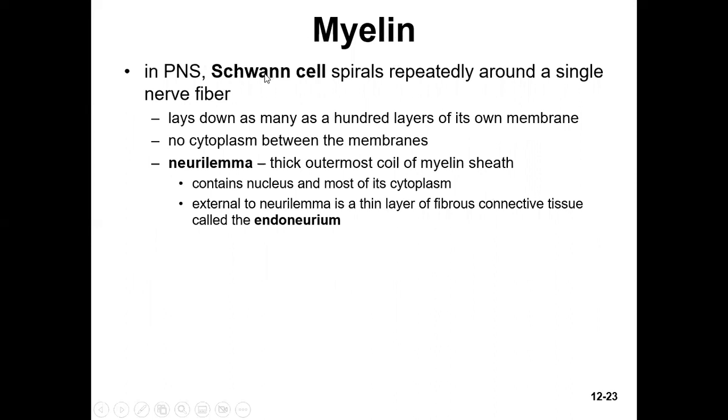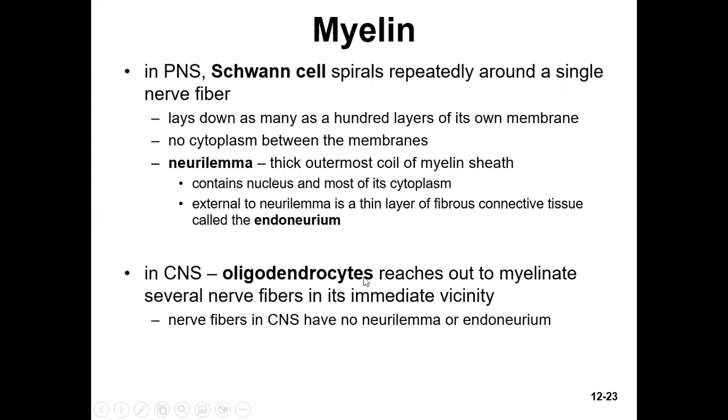In the PNS, the Schwann cell spirals repeatedly around a single nerve fiber. It will lay down as many as 100 layers of its own membrane. No cytoplasm between the membranes. So again, it's just cell membrane layers and layers of cell membrane. It produces what's called the neurolemma, which is the outermost coil of the sheath that will contain a nucleus and cytoplasm. External to the neurolemma is a thin layer of fibrous connective tissue that we call the endoneurium.